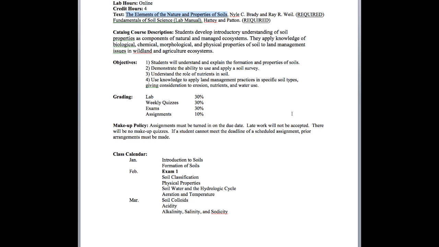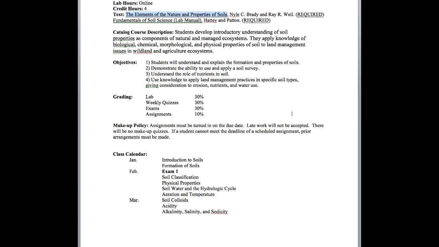The next text that you're going to need is the Fundamentals of Soil Science Lab Manual. That's a manual that consists of several different exercises that we'll be doing during the course of the semester, roughly one a week or so. We'll talk about the lab here in just a second.